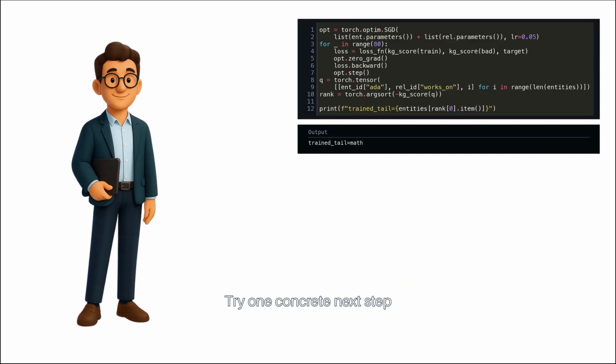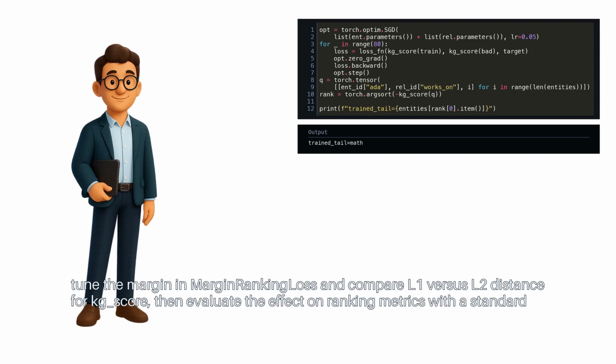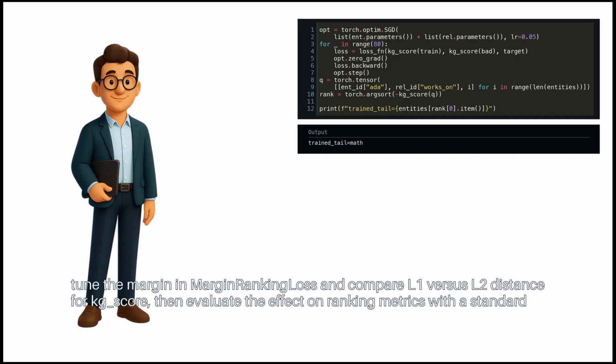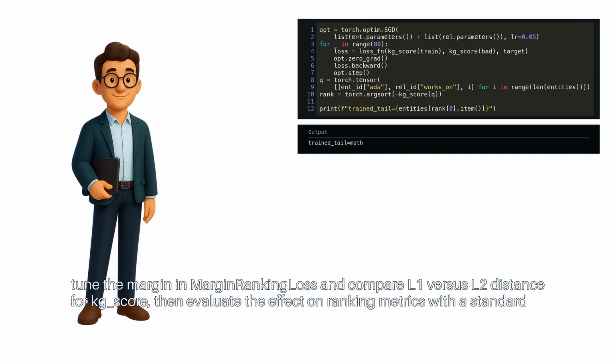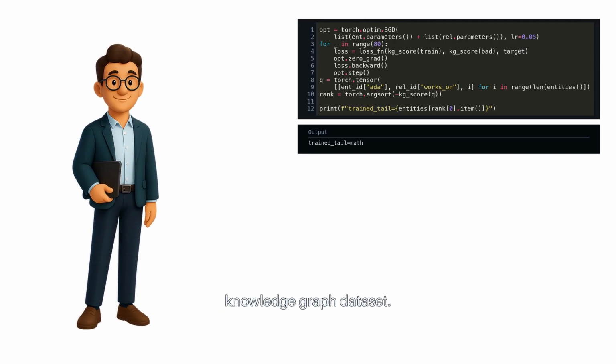Try one concrete next step. Tune the margin in MarginRankingLoss and compare L1 versus L2 distance for kg_score. Then evaluate the effect on ranking metrics with a standard knowledge graph dataset.